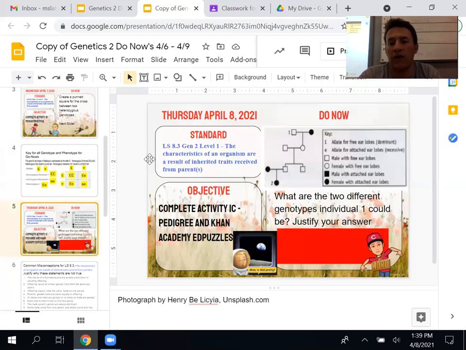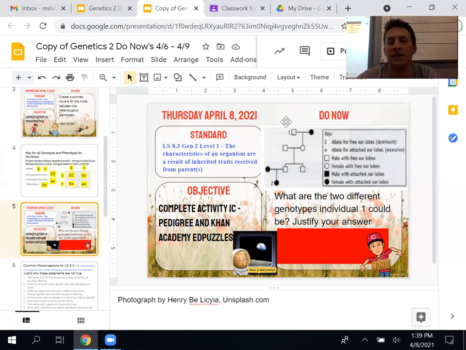For Thursday's do now, this time we're looking at pedigree diagrams. Again, we've looked at these before in the past, but we need to dive a little more in depth of how we can predict the genetic makeup. For this question, it says, what are the two different genotypes individual 1 could be? And justify your answer. So we need to look at individual 1, which is at the top. Individual 1 is a square that's not filled in.